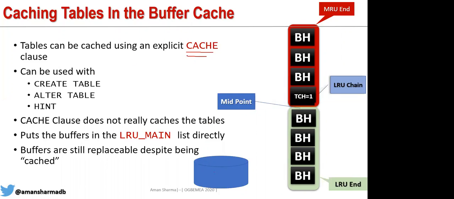Now, when a table has the cache clause, the buffer goes directly into the hot end. And again, from the previous discussion, we know it is going to be cooled down, which means that even though the buffer is marked as hot, it cannot remain hot. So this buffer is not cached permanently in the system. It is still replaceable, and it is still susceptible to eviction.